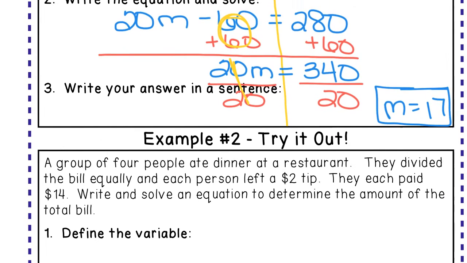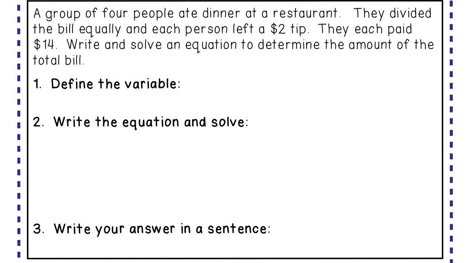All right, let's move down to example 2. We're going to follow the same steps but with a different problem. A group of 4 people ate dinner at a restaurant. They divided the bill equally, and each person left a $2 tip. They each paid $14. Write and solve an equation to determine the amount of the total bill.